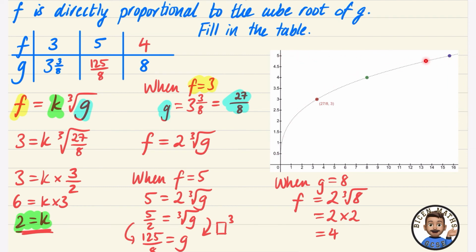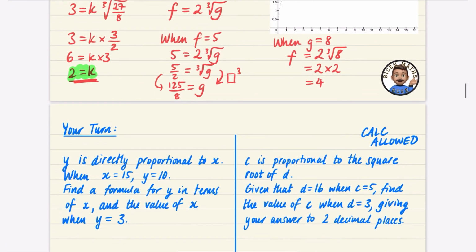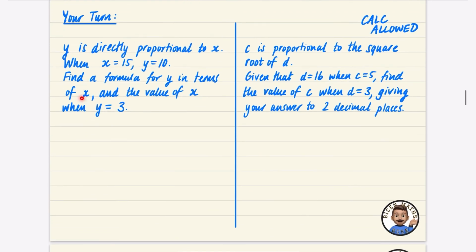And this curve that we've got here also is not a straight line. This is because of the fact that we have a cube root in the equation. Cube roots look like this kind of shape. So that's all the stuff you need for directly proportional. This one here is going to be without a calculator, and then this one is going to be with a calculator. So pause the video, have a go at these, and see if you get the same answer as me.